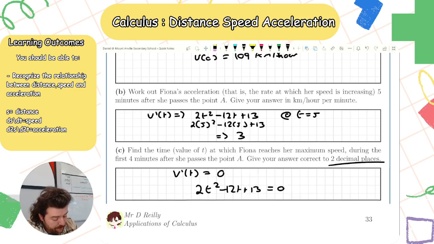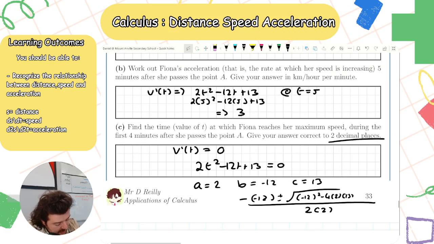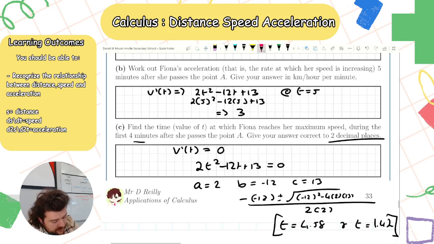That's telling me I have to use my minus b formula. a is equal to 2, b is equal to minus 12, c is equal to 13. Minus b, so 12, plus or minus the square root of minus 12 squared minus 4 times 2 times 13, all over 2 times 2. And I get t is equal to 4.58 and t is equal to 1.42. But it says here within the first 4 minutes, so we reject that answer. So my answer is 1.42.